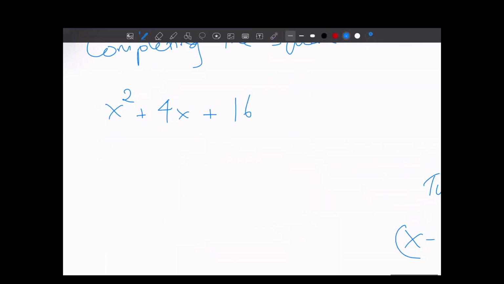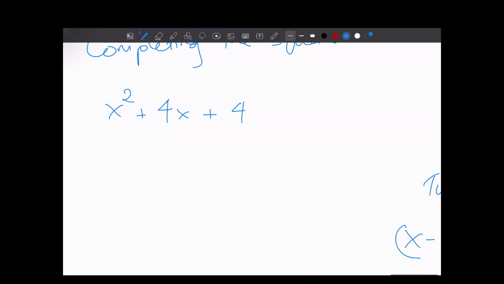I would find two numbers which multiply to 16 and add to 4. Oh, sorry, I've done this wrong. I meant to write this. Yep, sorry. You're exactly right. Now, what are those two numbers in this case? 2 and 2.